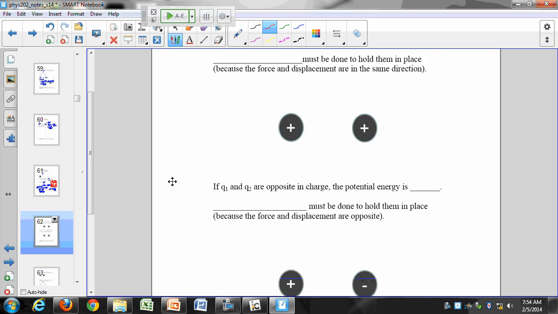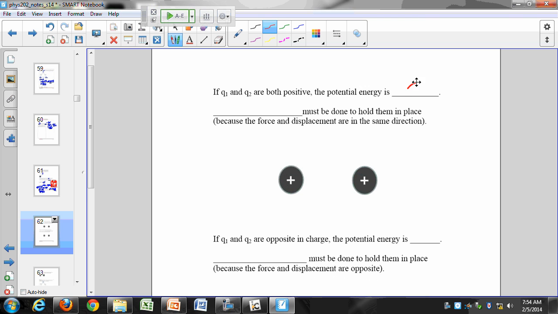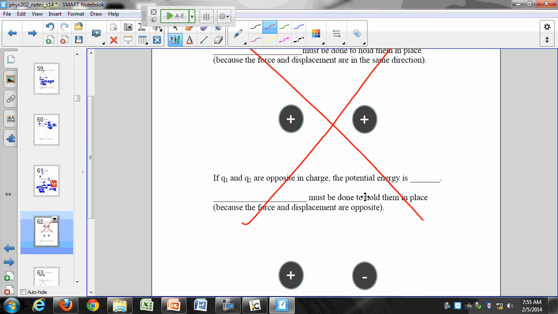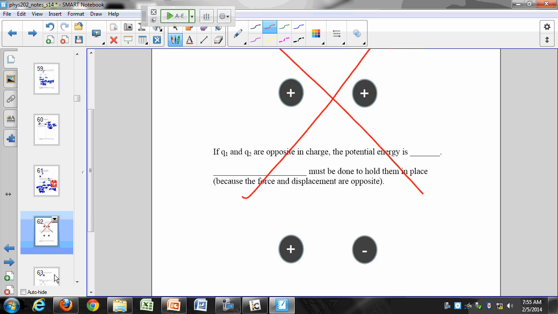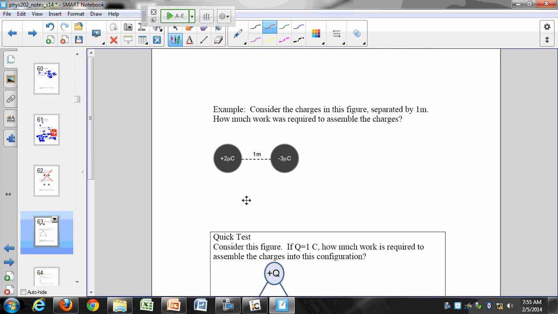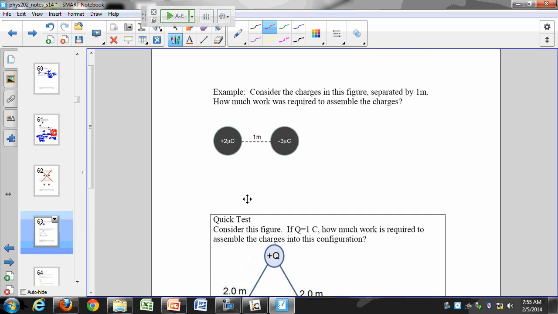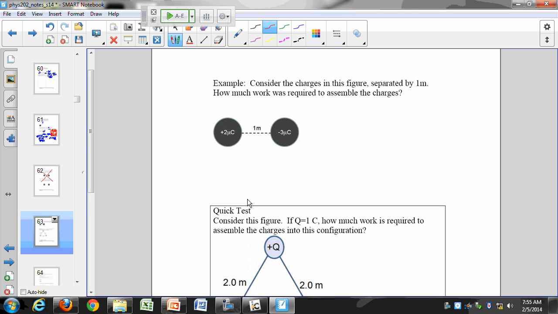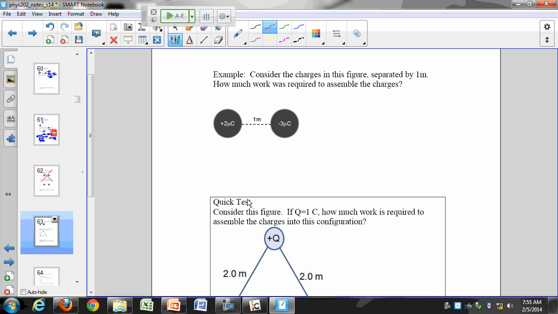I'm going to skip this whole thing. I sort of do it differently now, just in the past few days, so this whole thing is sort of moot. Let's try this quick test. So let's just do this quick example.